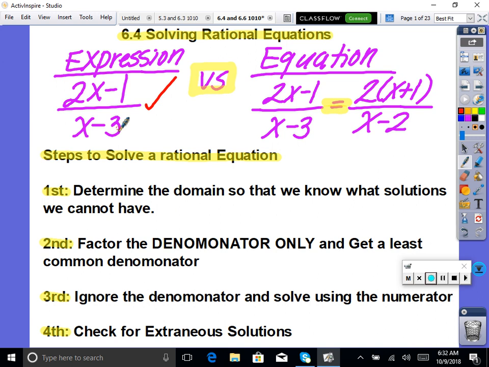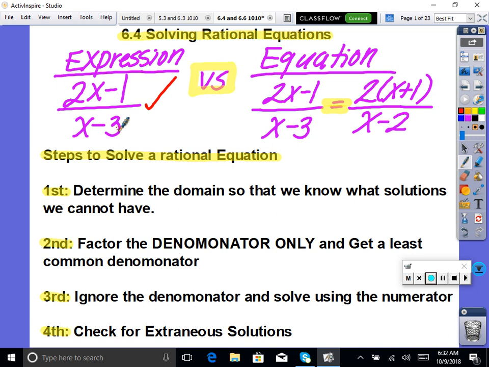First, determine the domain so that we know what solutions we cannot have. This is going to be nice because remember last year how we didn't really do this first, and what would happen is we would solve it and then check our answers for extraneous solutions, and a lot of times they were extraneous because they were what made the denominator 0. So I decided let's just restrict first, that way we know when we get to the end, if we get 3, throw that solution out. We don't even have to check it. That's a good way to do it.